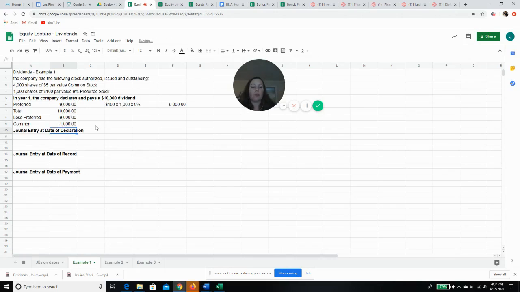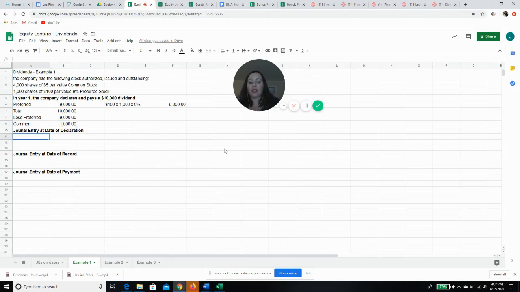So there was $10,000 total to be had. Preferred gets paid first. According to their preferred stock, it's $100 par value 9% preferred stock. So when I did the math, they get $9,000, and after I pay them, $1,000 is left for the common shareholders to fight about.